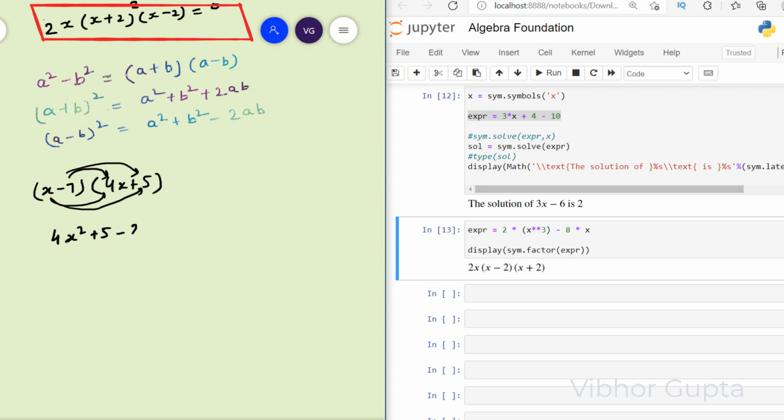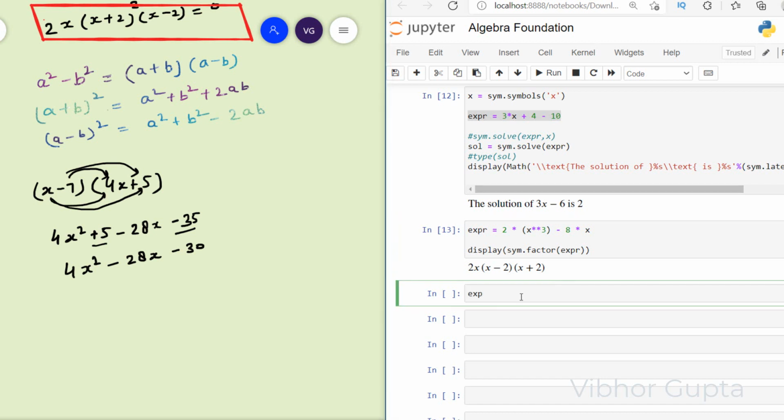So it will be 28x minus 35, right? So now you can calculate this. So it will be 4x square minus 28x minus 30. Right? Now let's ask Python to expand it.